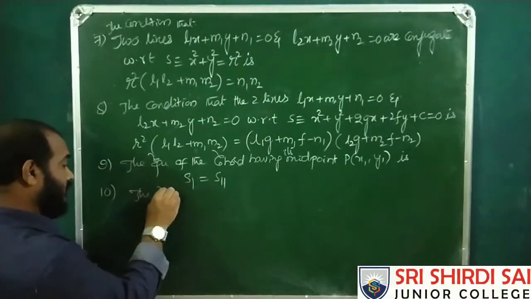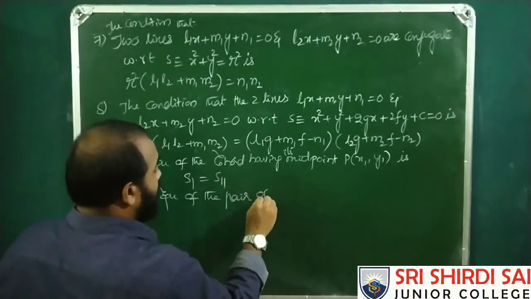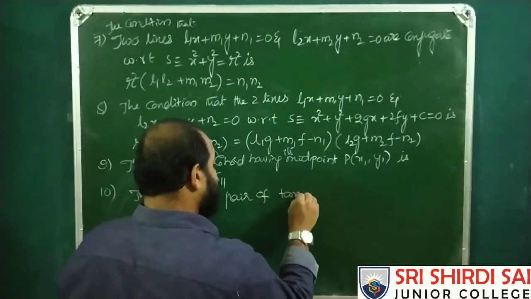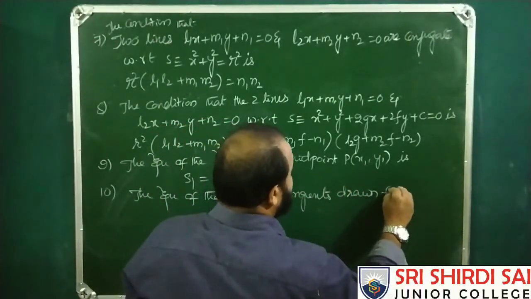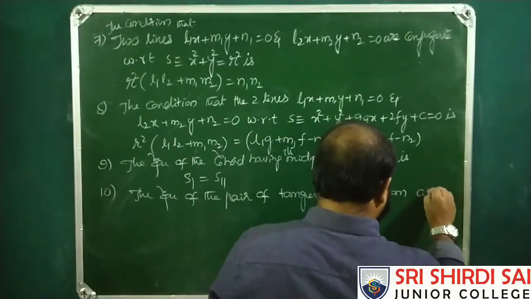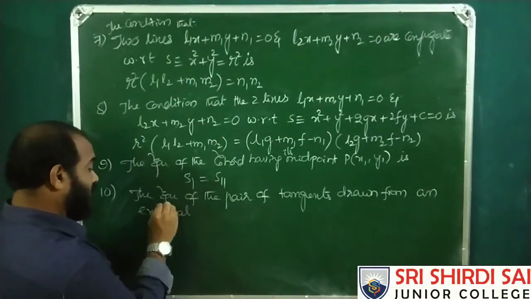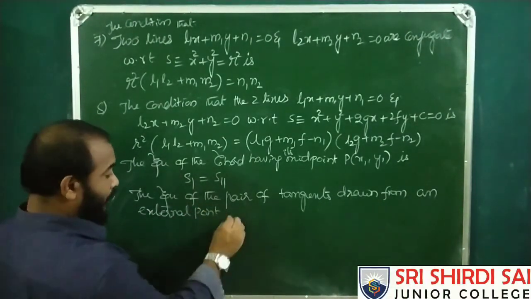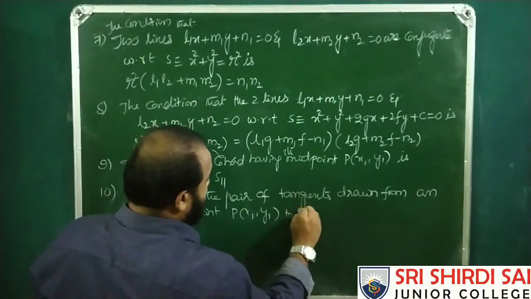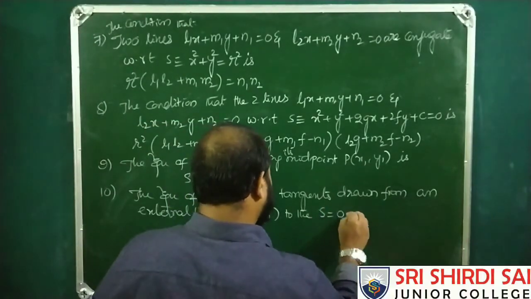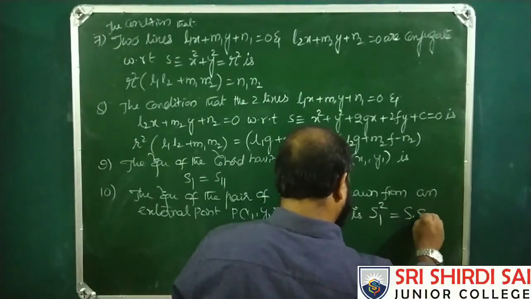The equation of the pair of tangents drawn from an external point P(x1, y1) to the circle S equals 0 is S1 square equals S into S11.